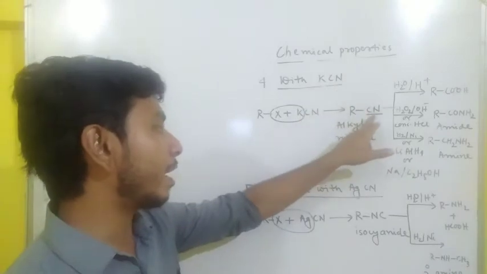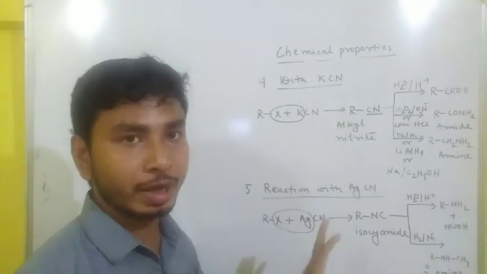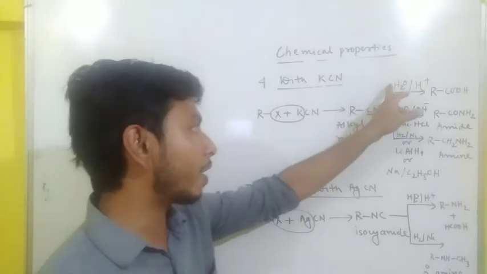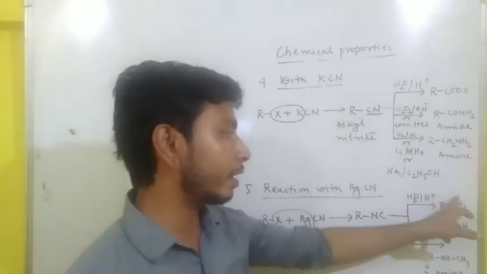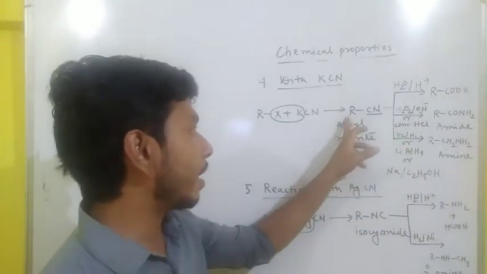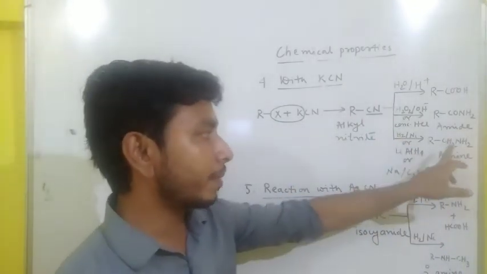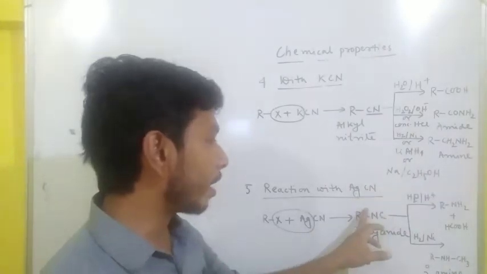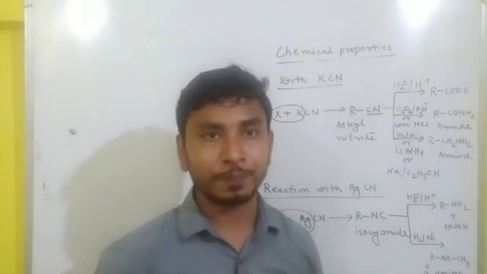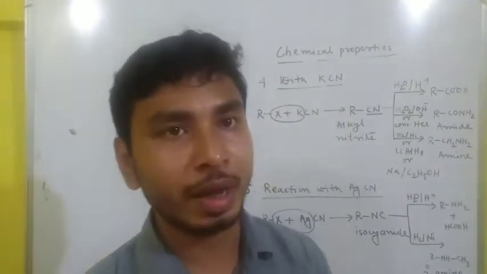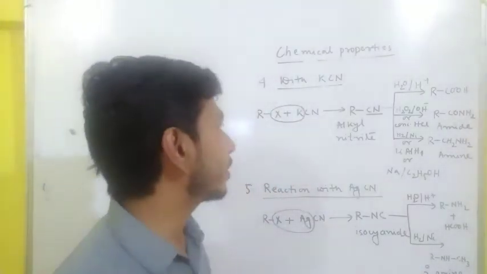KCN gives the cyanide, AgCN gives the isocyanide. Cyanide on hydrolysis gives the carboxylic acid, isocyanide on hydrolysis gives the amine. Cyanide on reduction gives the 1 degree amine. Isocyanide on reduction gives the 2 degree amine. So this is about the reaction with AgCN and KCN.